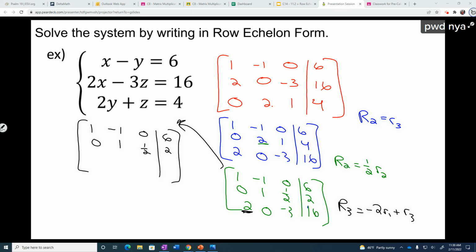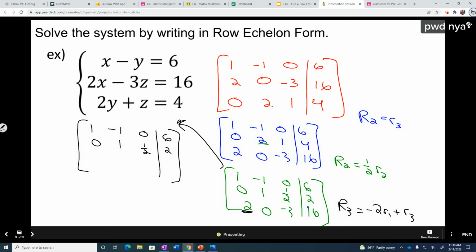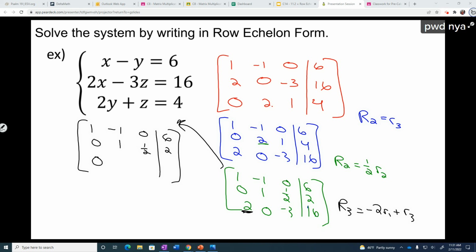All right, and let's go through this part. So -2 times 1 is -2. Plus 2 is 0. Now, unfortunately, this is going to change. It won't be a 0 anymore, but it's all right. That's what we have to do.